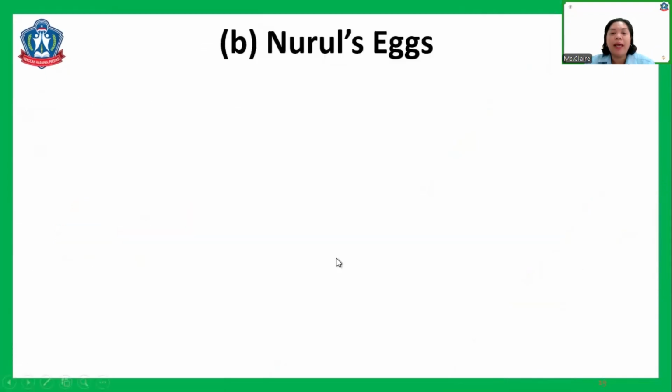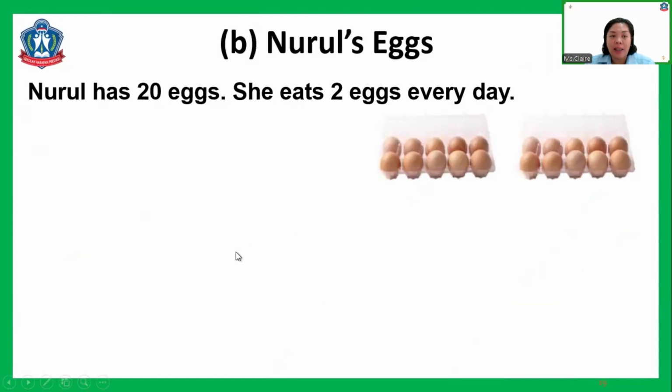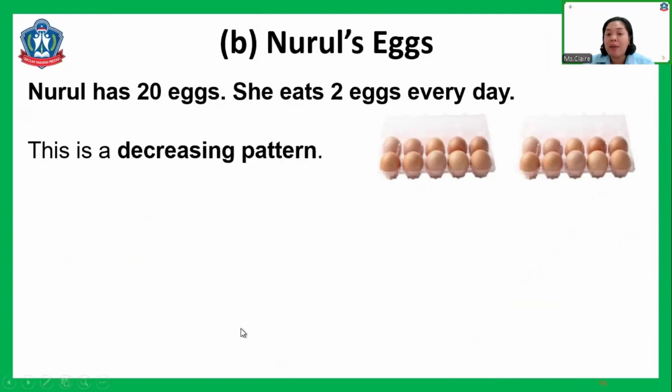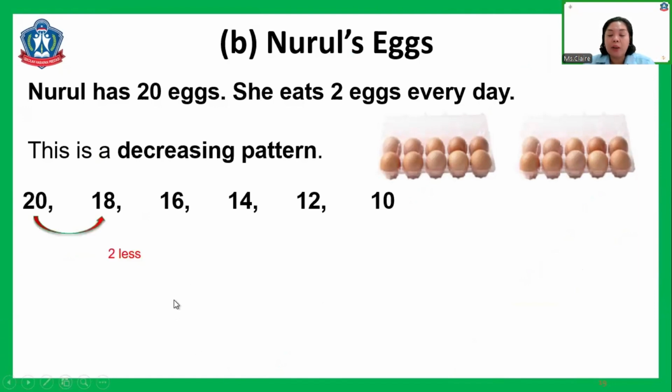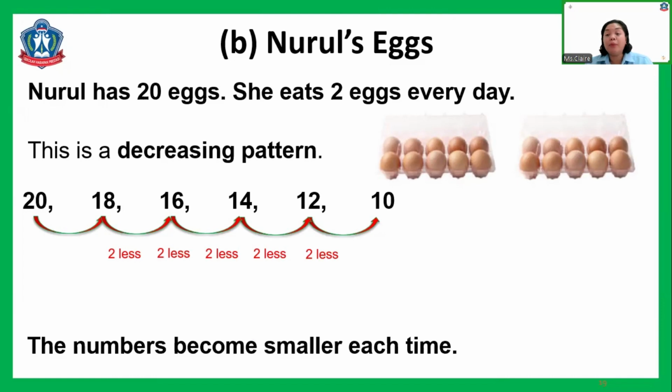Okay. Next, I have here Nurul's eggs. Nurul has 20 eggs. She eats 2 eggs every day. So what will happen? Is it increasing or will it decrease? At this time, this is a decreasing pattern because she eats 2 eggs every day. So every day, it will be deducted by 2 eggs. So from 20, 2 less is 18, another 2 is 16, another 2 is 14, another 2 is 12, and another 2 is 10.